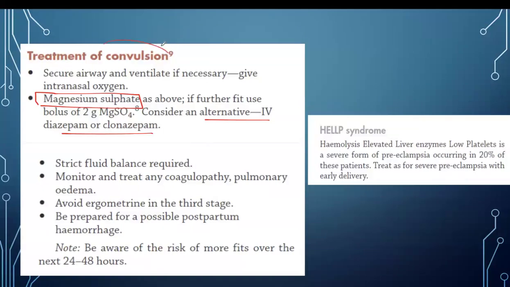And a patient who has convulsion or eclampsia needs to have termination of delivery immediately, which is most of the time C-section. We talked about HELLP syndrome. It is already severe preeclampsia if a patient has got HELLP syndrome.